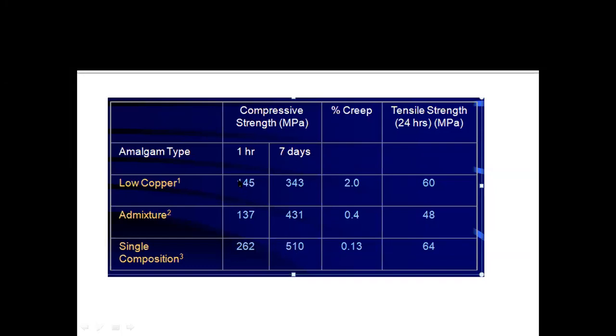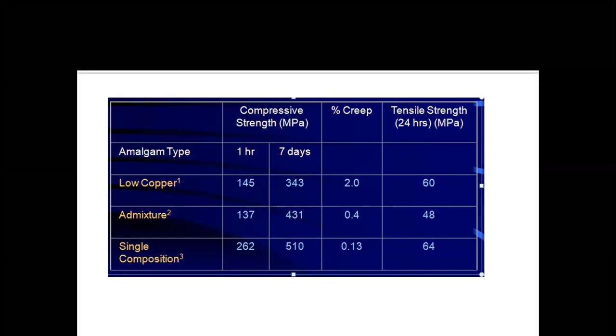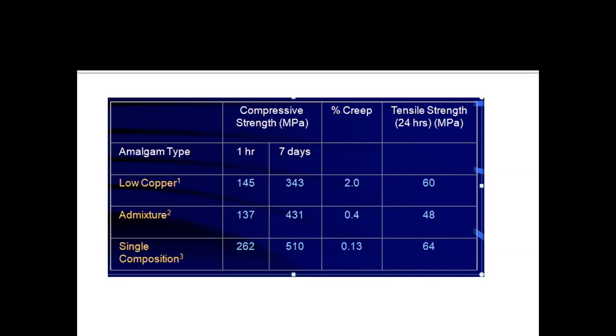And in low copper amalgam alloys, you have less compressive strength after 1 hour and after 7 days also. Now, if you're talking about creep percentage, low copper amalgam alloys have more creep because they have more of gamma 2 phase. In admixture and single composition, as you increase the percentage of copper, you reduce the creep. Also, indium you're adding reduces the creep percentage.